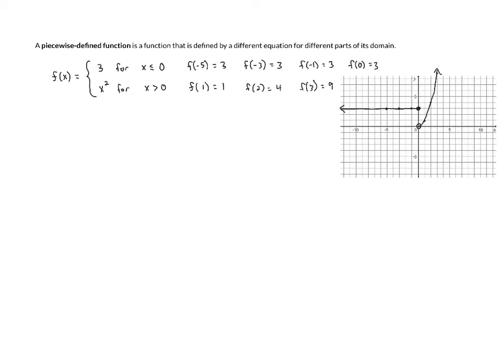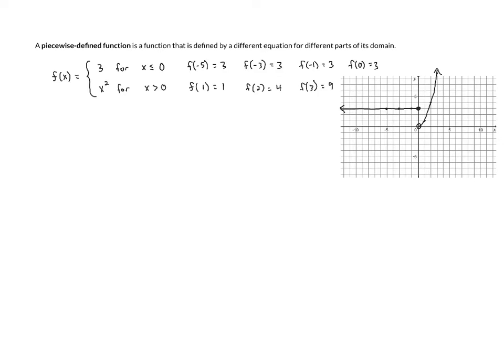Oftentimes, when we're dealing with piecewise-defined functions, you're going to have graphs that come in multiple parts, and when you get to the place where those two might line up, you're going to have open circles and closed circles depending on whether or not that point is a part of the graph or not. All right, this is one just generic algebraic example of a piecewise-defined function.